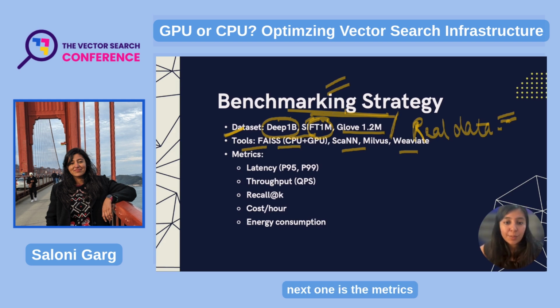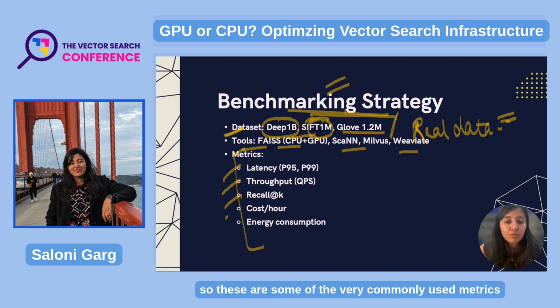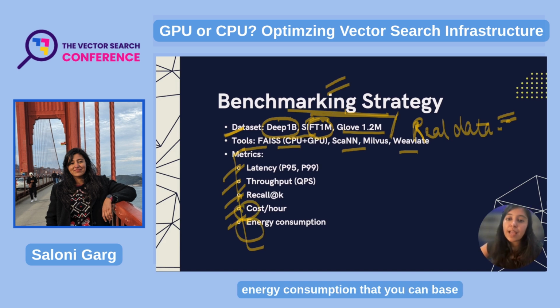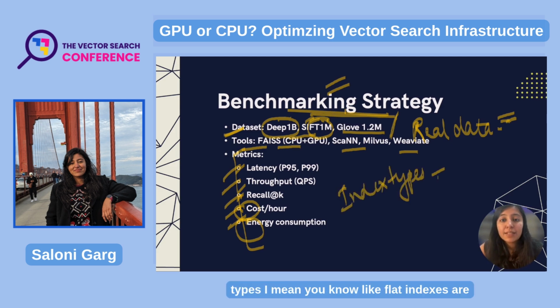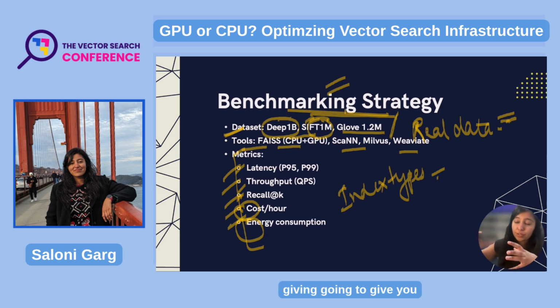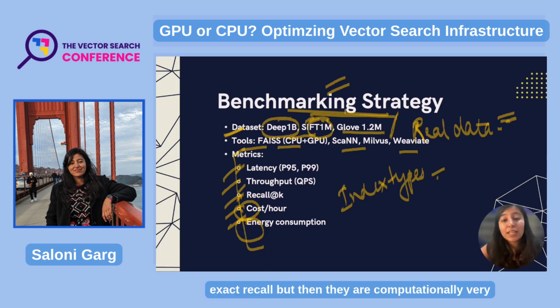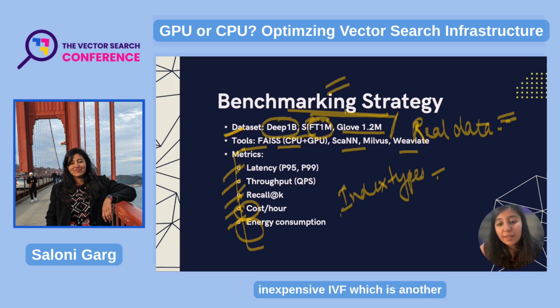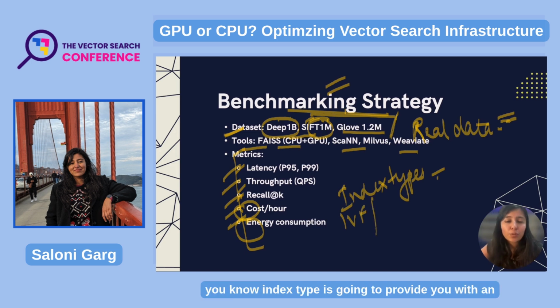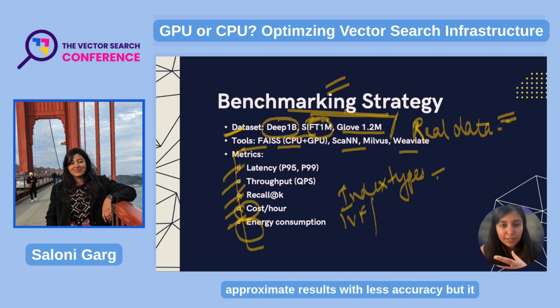Next are the metrics. Some very commonly used metrics are latency, throughput, recall, cost per hour, and energy consumption, which you can base your decision on. One thing is that you would want to test this on multiple index types. Flat indexes are going to give you exact recall, but they are computationally very expensive. IVF, another index type, is going to provide approximate results with less accuracy, but it scales better, and the performance is going to be significantly faster on CPU versus GPU.